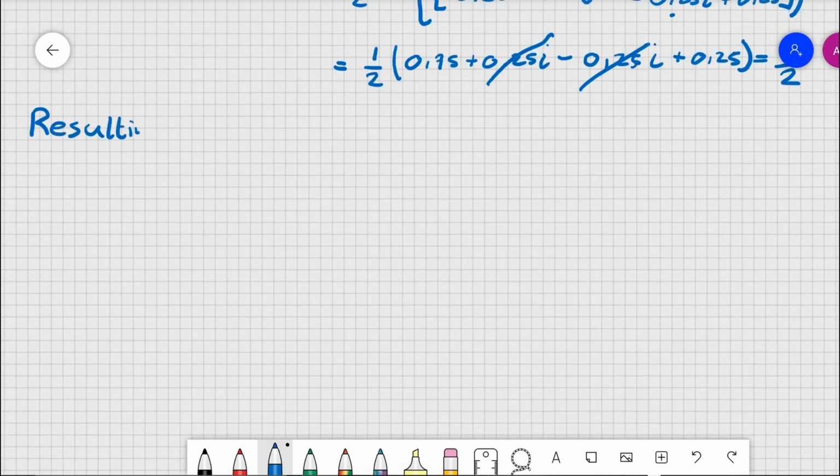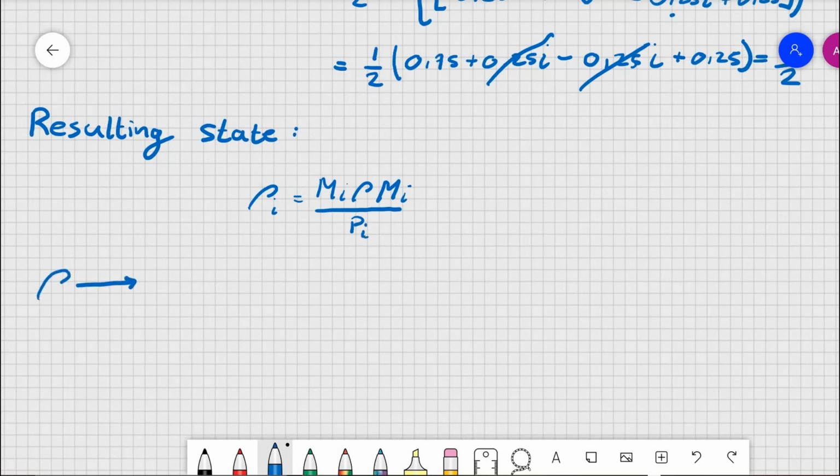Now let's talk about the resulting state after the measurement. Formally, we write this down as rho_i is M_i rho M_i divided by the probability p_i. So if we measure the state rho in the y-basis, it turns out that the resulting state is |i>, and this was to be expected for a projective measurement.